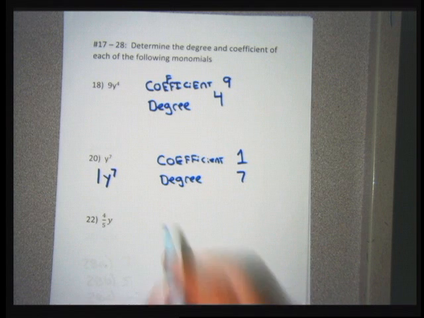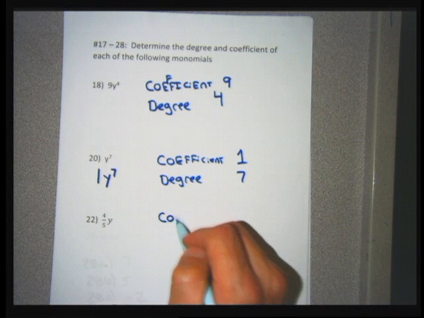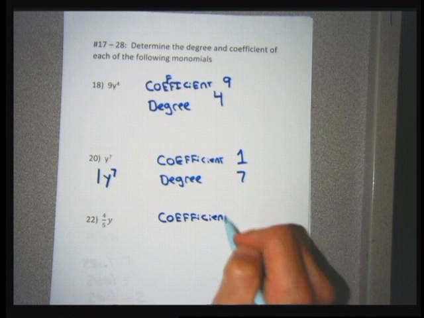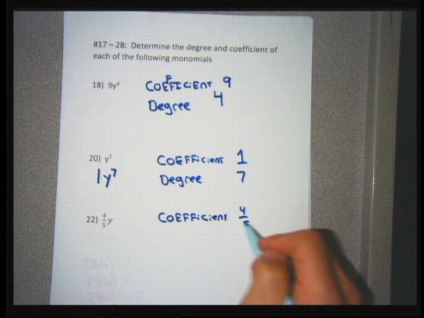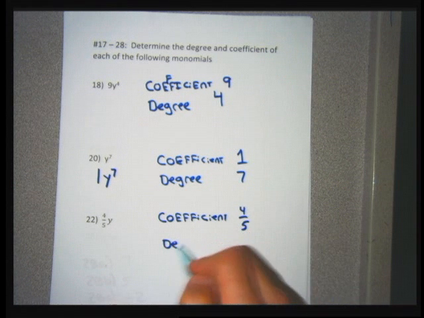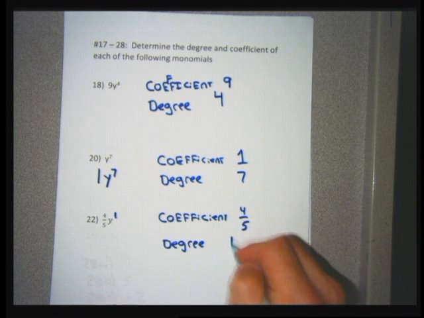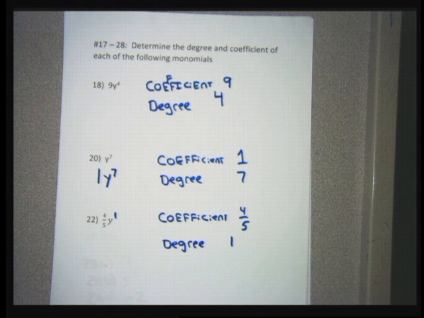In problem 22, I see the coefficient, but I don't see the exponent. The coefficient is the number 4/5. The degree is the exponent, but not including the letter. And that y, because it didn't have an exponent written, there's an implied 1 for its degree.